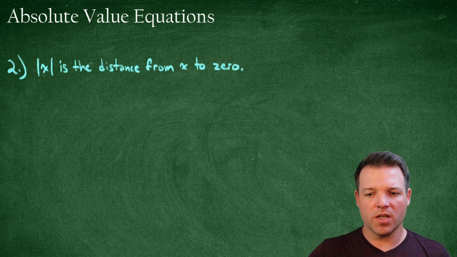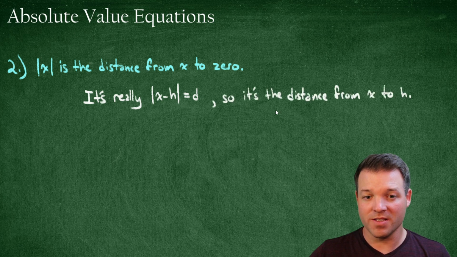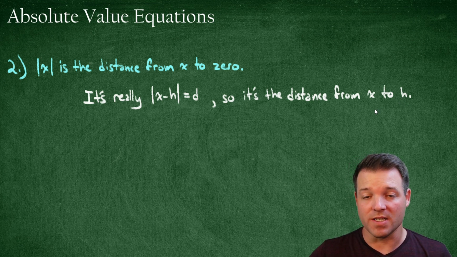Okay, so here we are with our definition that we were left with. The absolute value of x is the distance from x to 0. But what I'm going to actually tell you is that it's really the absolute value of x minus h is equal to whatever the distance is. All right, d standing for distance. So what does that h actually mean? Well, in this case, it's really the distance from x to h is our distance, right? That's what the distance is equal to, x to h.